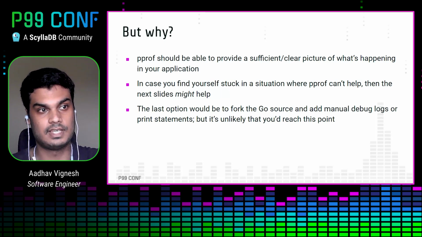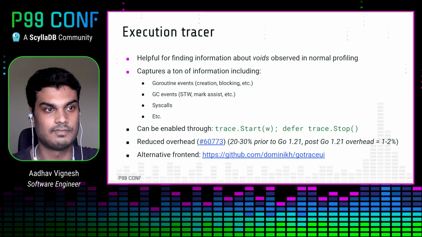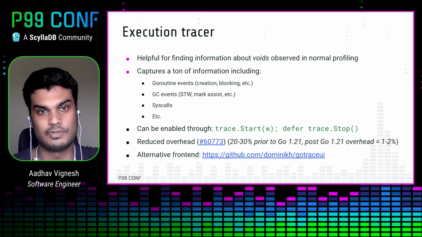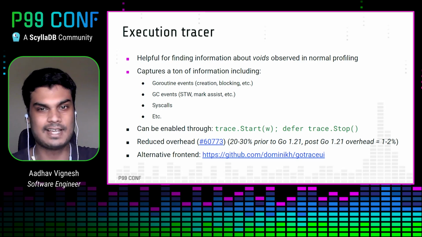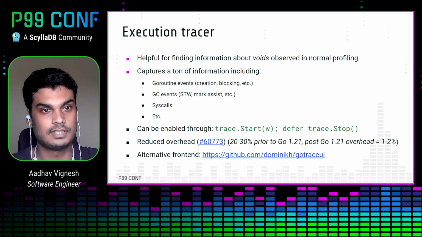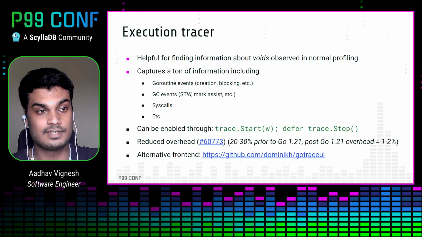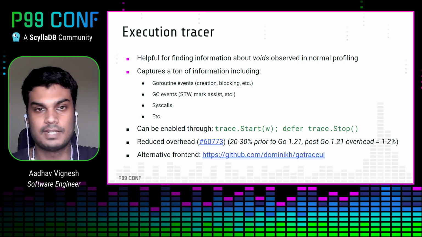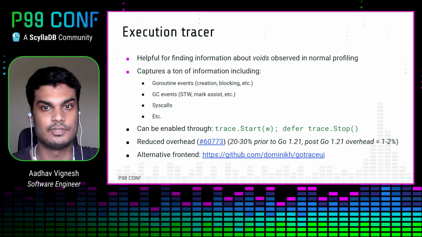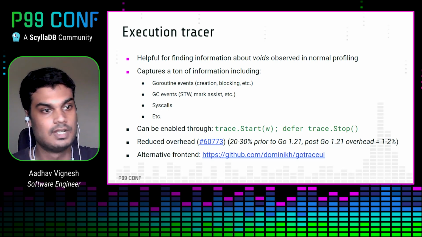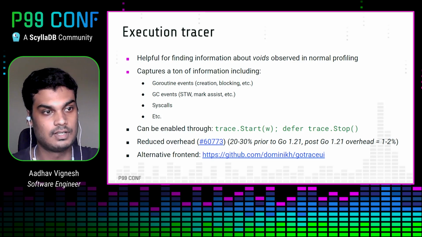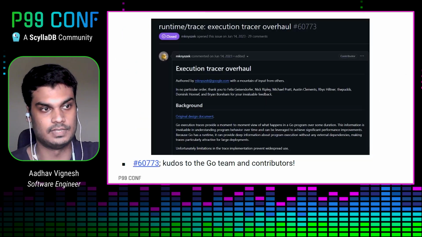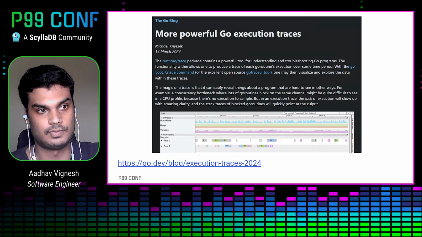And one of which is the execution tracer, which is an extremely powerful tool for understanding your application's execution. It captures a ton of information like goroutine events, GC events, syscalls, etc. And using the execution tracer is more compelling as the overhead has been reduced in the recent Go releases from 20 to 30% to 1 to 2%. So this is the tracer overhaul issue with the design document and this is the blog post from the Go team.